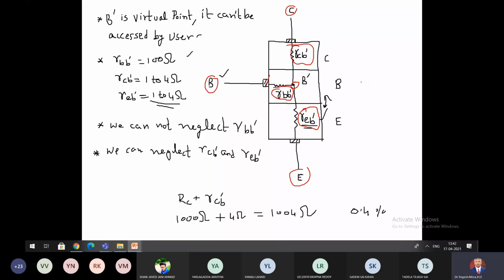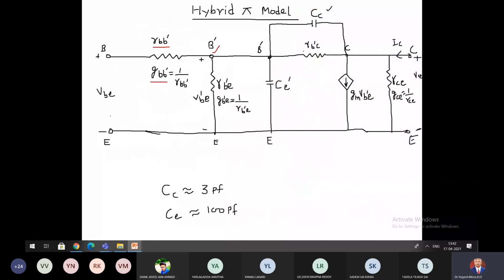And we know that there is a capacitance at the junction of base and emitter, and a capacitance will be formed at the junction of base and collector. So that is modeled here. RB dash E is the resistance between B dash and the emitter terminal. From B dash and emitter, I have drawn this resistor. It can be represented in terms of conductance GB dash E, which is equal to 1 by RB dash E. We know that conductance is the reciprocal of resistance.